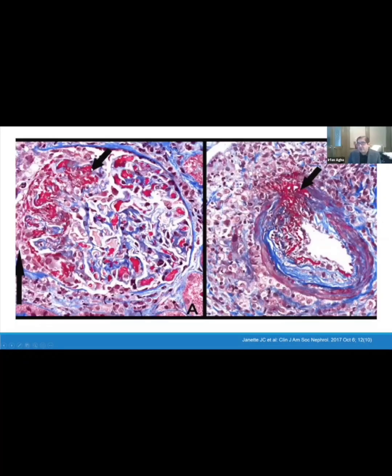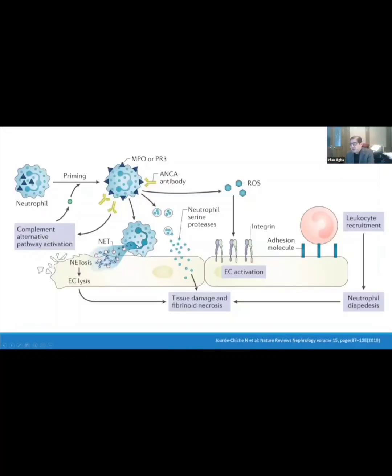So this is Masson's trichrome, and what you're seeing is this florid fibrinoid necrosis in patches in this glomerulus and, on the right side, in an artery. So your artery wall is damaged, and all you're seeing is this fibrinoid necrosis. And this is because your neutrophils have come in and essentially shredded the endothelial surface.